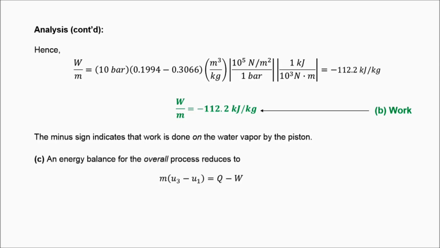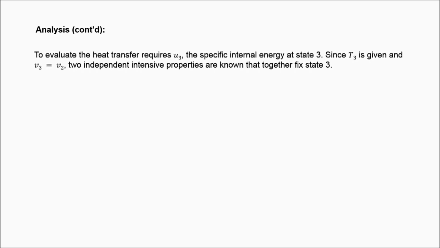For Part C, an energy balance for the overall process reduces to m times (U3 minus U1) is equal to Q minus W. After rearranging the terms and dividing by the mass, we get an expression for the overall heat transfer: Q over m is equal to U3 minus U1 plus W over m. To evaluate the heat transfer in the expression we developed requires U3, the specific internal energy at state 3. Since T3 is given and V3 is equal to V2, two independent intensive properties are known to fully define state 3.